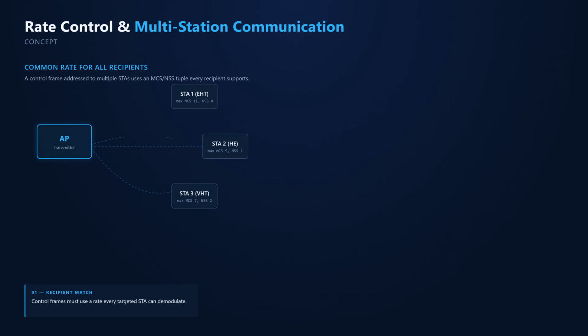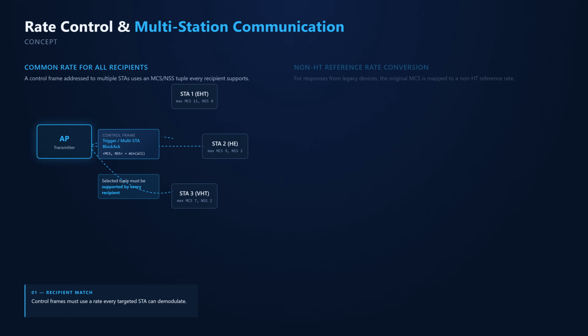To prevent this, the transmitting device must be extremely careful about how it encodes the data. It looks at the capabilities of every single recipient in the group and selects a modulation and coding scheme along with a specific number of spatial streams that is supported by every single station. It essentially chooses the lowest common denominator for that specific group to ensure that no station is left behind.